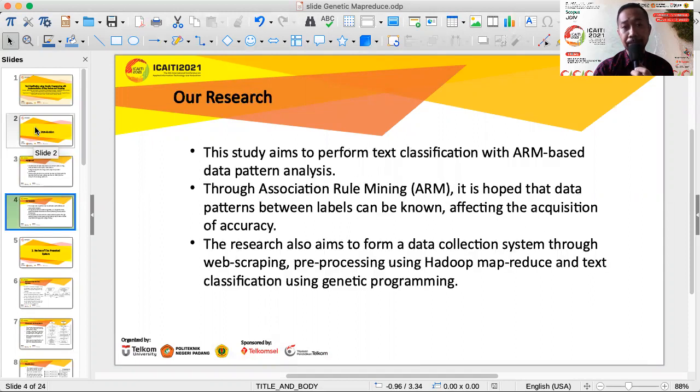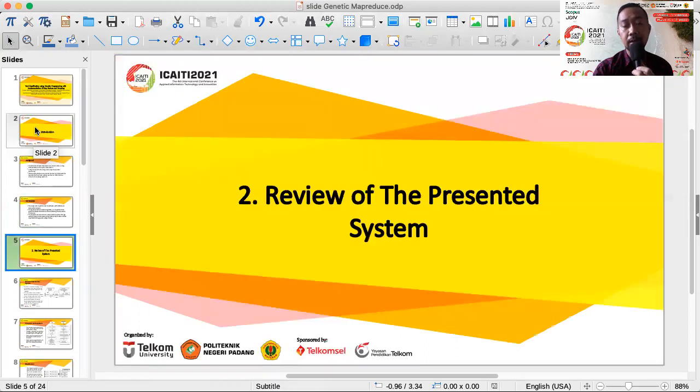Our study aims to perform text classification with association rule mining based data pattern analysis. Through association rule mining, it's hoped that data patterns between labels can be known, affecting the accuracy. The research also aimed to form a data collection system through web scraping, pre-processing using Hadoop MapReduce, and text classification using genetic programming. The second part is a review of the presented system.